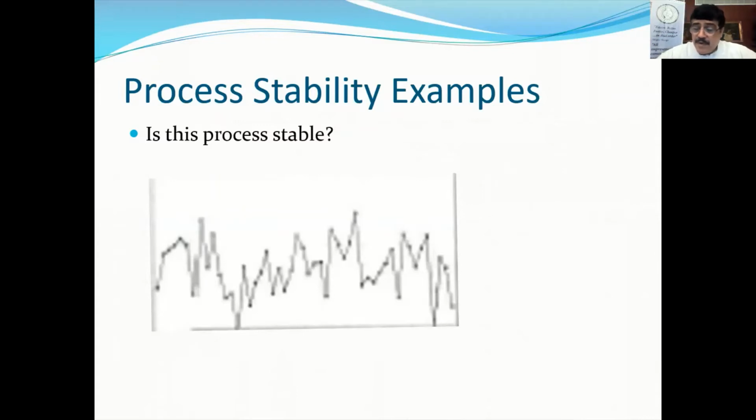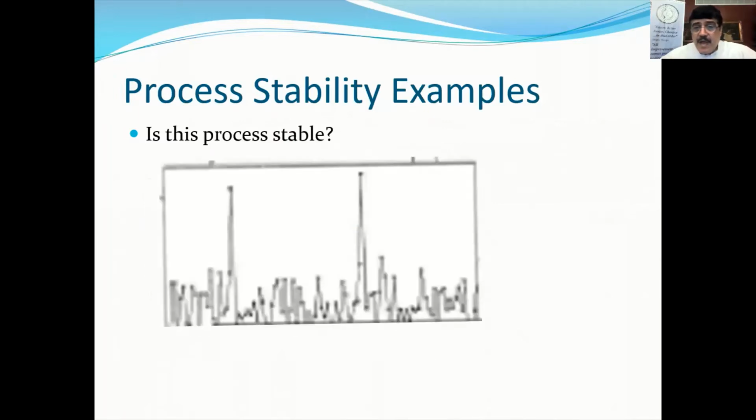I see it's stable. It's nothing. Yes, there is variation, but variation doesn't necessarily mean it's not stable. Okay. How about this one here? Is this process stable?